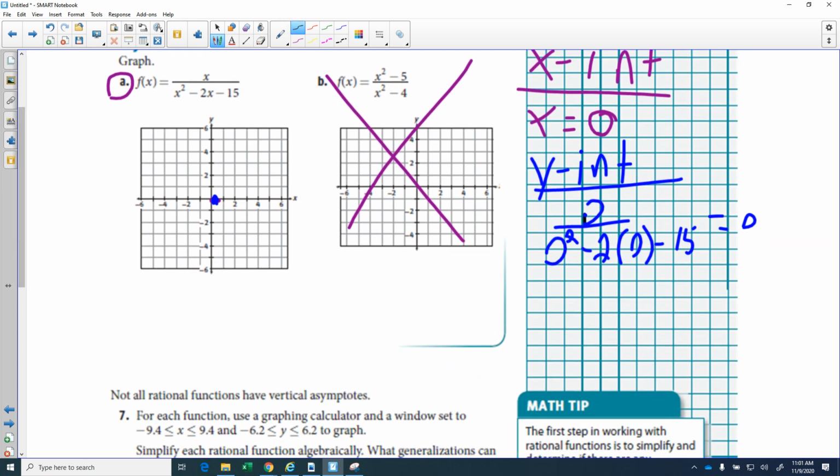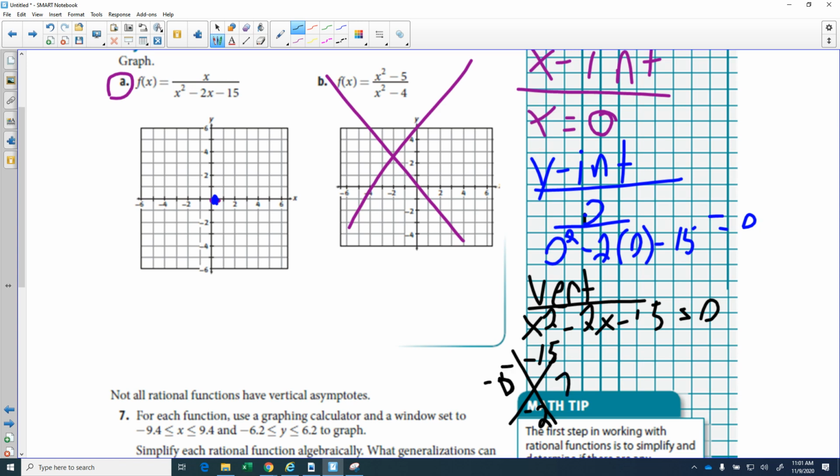Continuing on, let's find the rest of them. Our vertical asymptote. This is where we have to do a little bit more work. At the bottom, we have to set it equal to 0. So we have x squared minus 2x minus 15. If you notice, if I set this equal to 0, we have a factoring problem. So I'm going to do the x method, negative 15 on top, negative 2 on bottom. This would come out to be negative 5 and then positive 3.